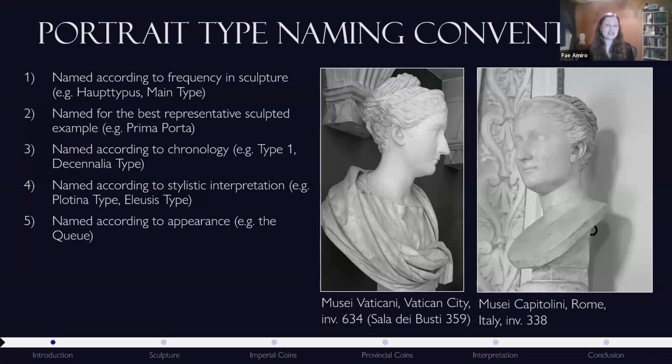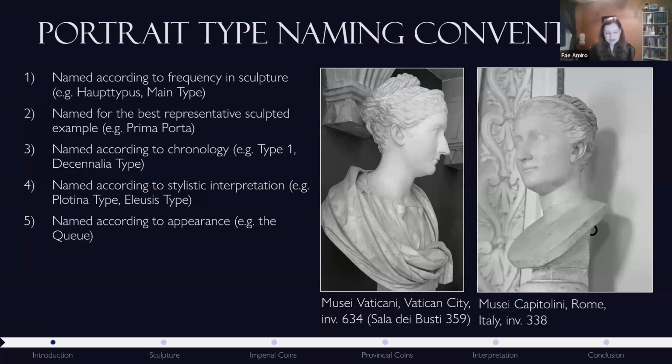But so that's the naming convention that I favor, as you'll see on the next slide. But what I wanted to talk about for the sake of this talk is this first one, which is naming based on frequency in sculpture. So this is really common to call something the main type. And this Salé de Busti type is also often called the main type for Sabina because it's the most common type in sculpture. Haupttypus is also a really common way to refer to it, which is just the German for main type, because German is such a common foundational language in portrait scholarship.